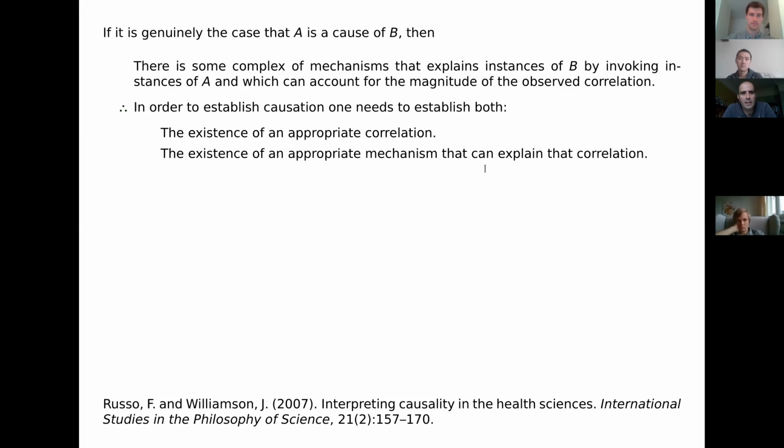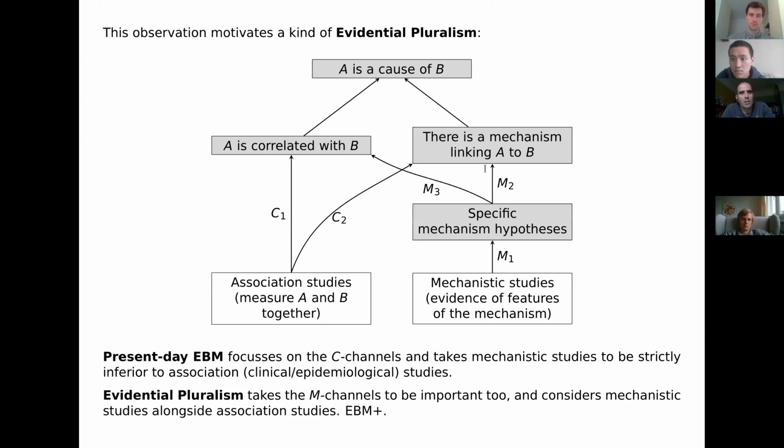So the view is that in order to establish causation, you need to establish both that you have an appropriate correlation between your variables and that there is some appropriate mechanism that can explain that correlation. So the view is that the mechanism is the sort of missing link between correlation and causation. So what we call evidential pluralism, and different people might take different views as to what evidential pluralism is, but what we call evidential pluralism can be represented by this picture.